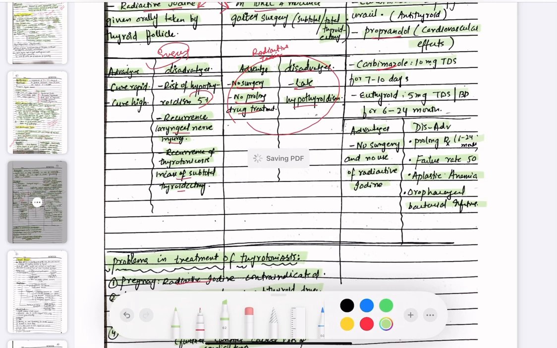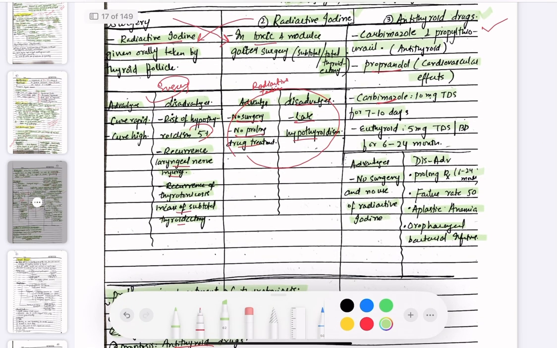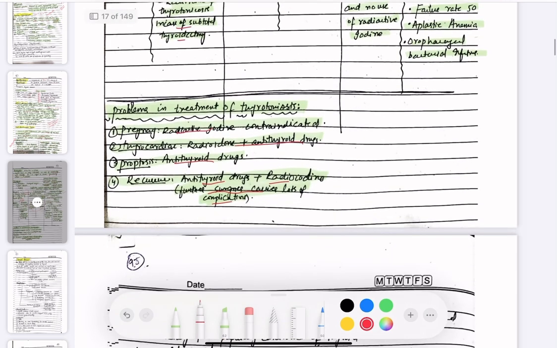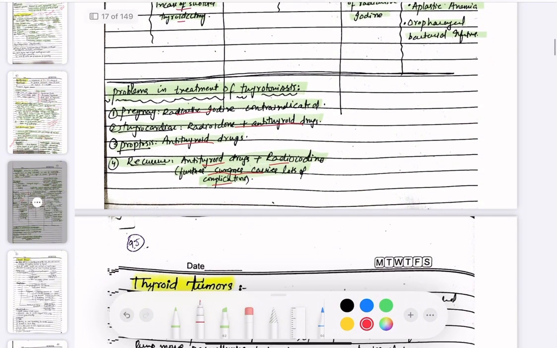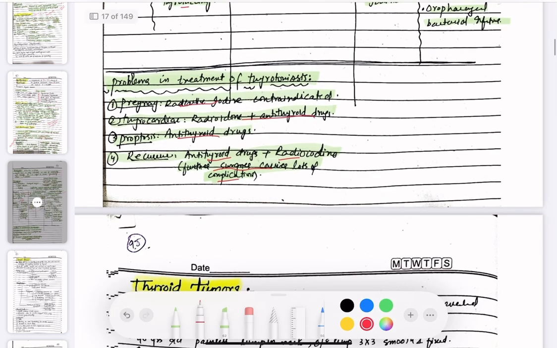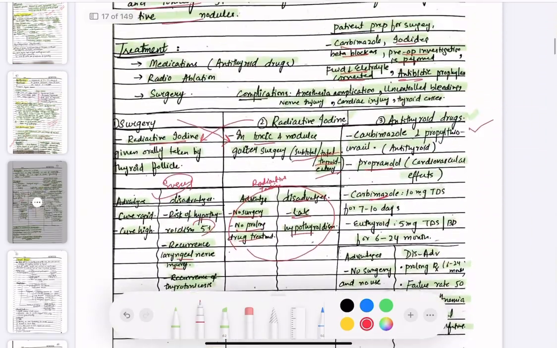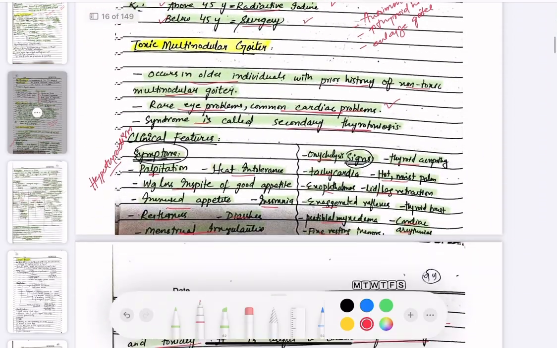Then another treatment option is surgery. In toxic and nodular goiter, subtotal or total thyroidectomy is done. And here are the problems in treatment of thyrotoxicosis: in pregnancy, radioactive iodine is contraindicated. Then in thyrocardiac cases, radioactive iodine plus antithyroid drugs, and in proptosis, antithyroid drugs, and in recurrence, antithyroid drugs plus radioactive iodine. So this was about toxic multinodular goiter or Graves' disease or hyperthyroidism.